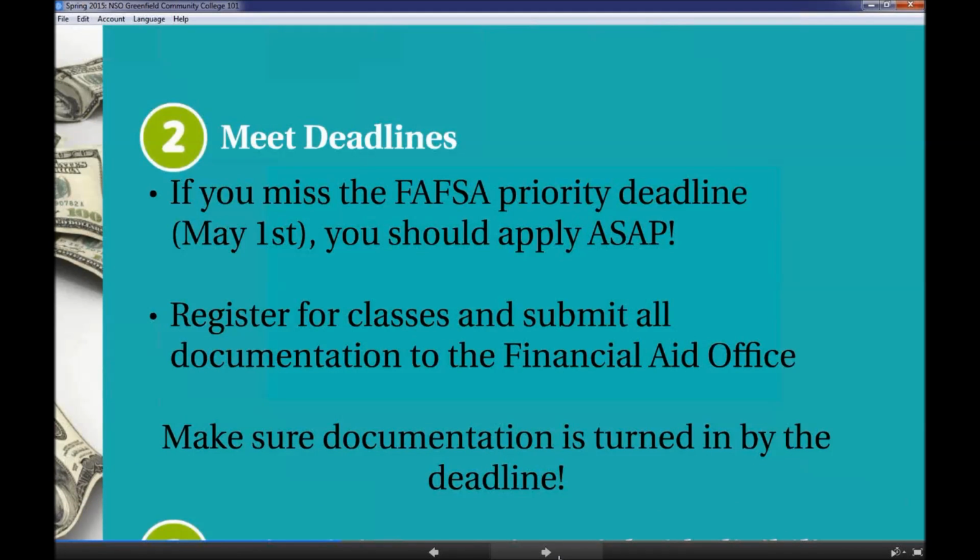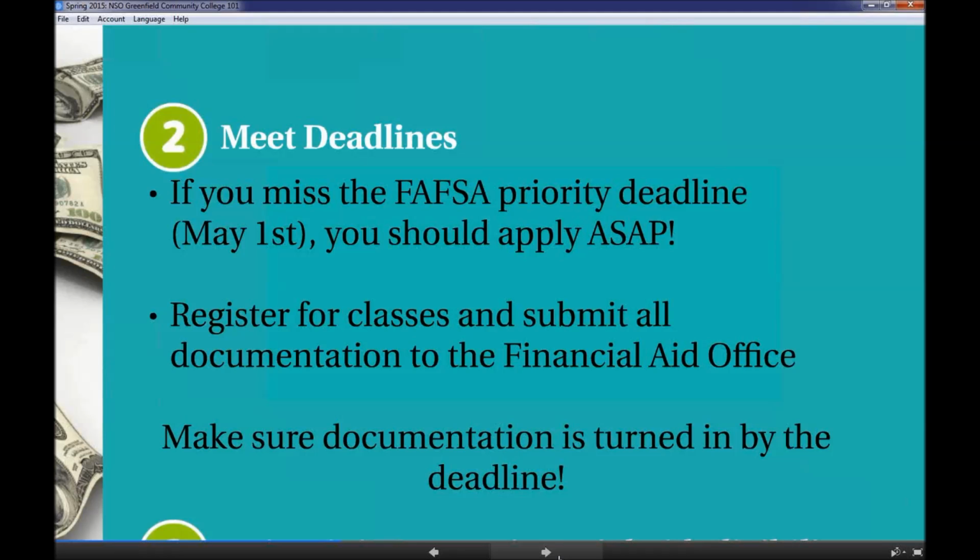There's some important deadlines that we want to point out. In Massachusetts, the priority deadline for FAFSA is May 1st. Now, that does not mean that you cannot submit a FAFSA application after May 1st. In fact, many people do. What that's saying is in Massachusetts, there is state-level financial aid available to students. And if you want to be considered for that large pot of money, May 1st is the day that they will sort of cap that application pool.